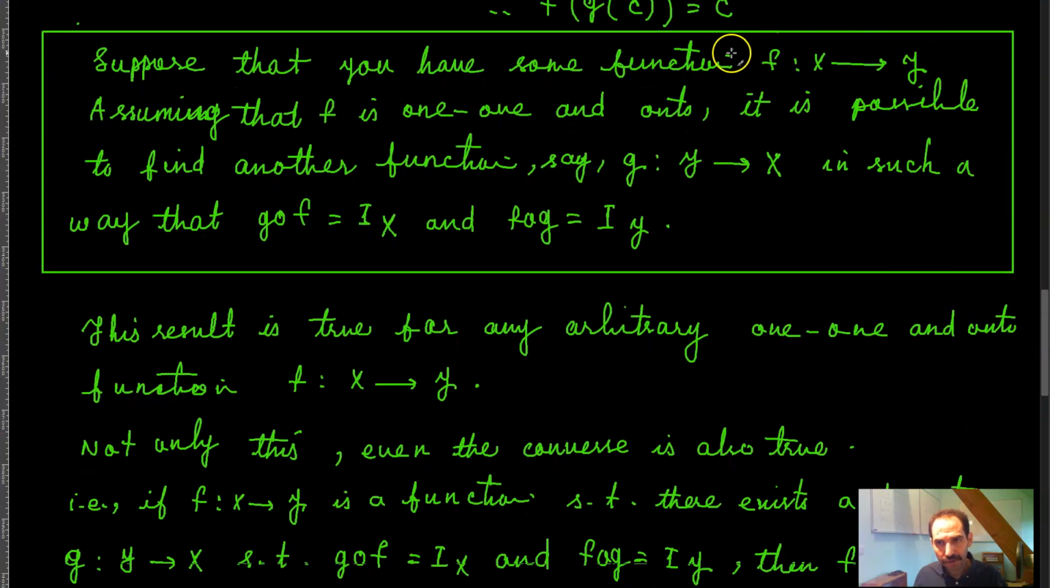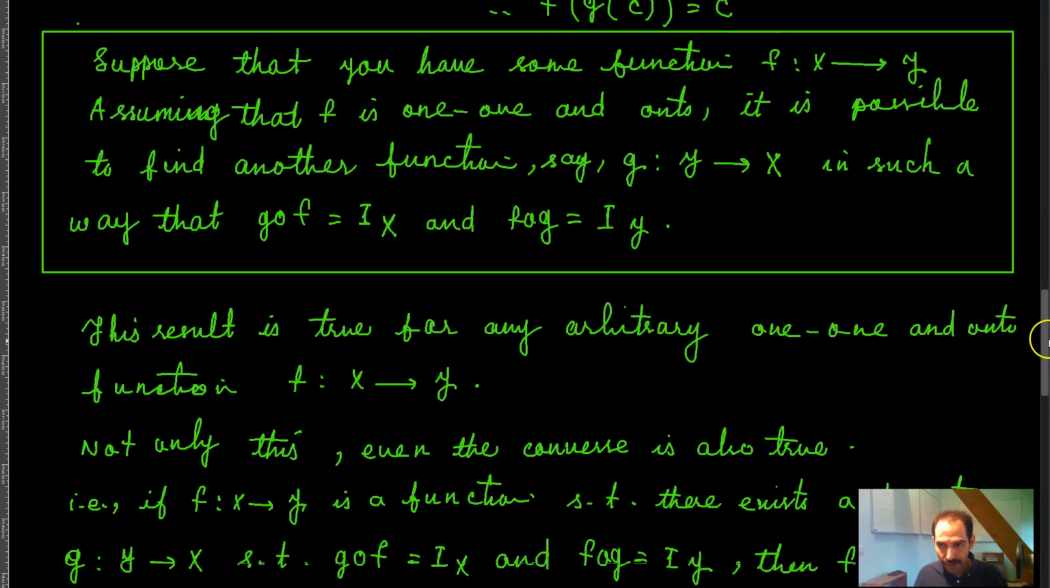And what that means is that suppose that you have this function f over here. And provided that the function is 1, 1, and onto, it is actually possible that you can find a function g from y to x in such a way that g of f is equal to I of x and f of g is equal to I of y. So we said that it's possible to do that.